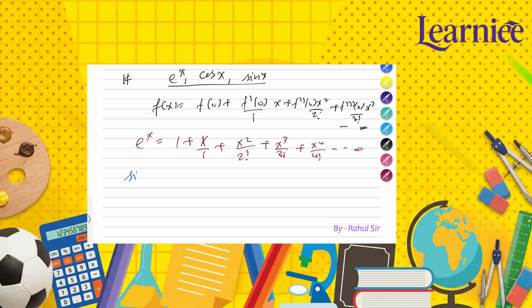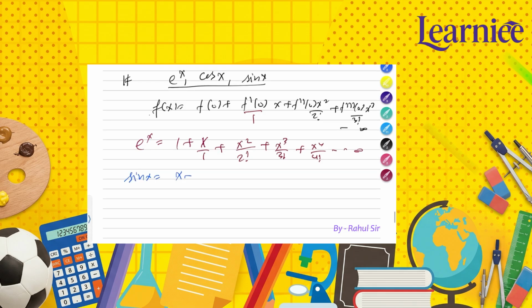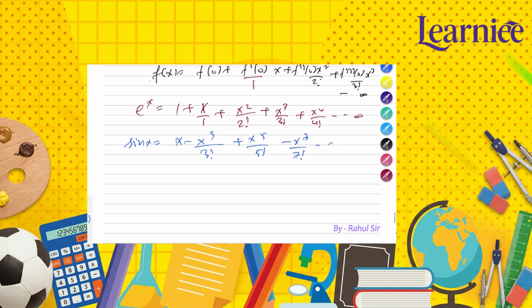In the same way we can substitute, and in this case we find the expansion of sin x is x minus x cube upon 3 factorial plus x to the power 5 upon 5 factorial minus x to the power 7 upon 7 factorial and so on. And similarly we can write cos x as 1 minus x square upon 2 factorial plus x to the power 4 upon 4 factorial minus x to the power 6 upon 6 factorial up to infinity.